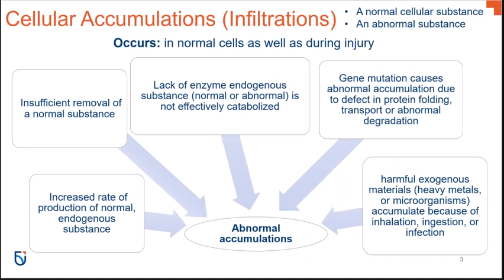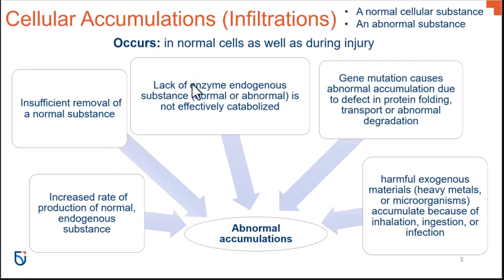So I had mentioned that it's important to have a balance between production and use. Sometimes you can end up with accumulations of material within the cell called cellular accumulations or cellular infiltrations. This can occur in normal cells, but it can also occur during injured states. There are two categories of substances that can produce accumulations: normal cellular substances, so something normally produced in a cell, can accumulate, and you can get accumulation of abnormal substances.